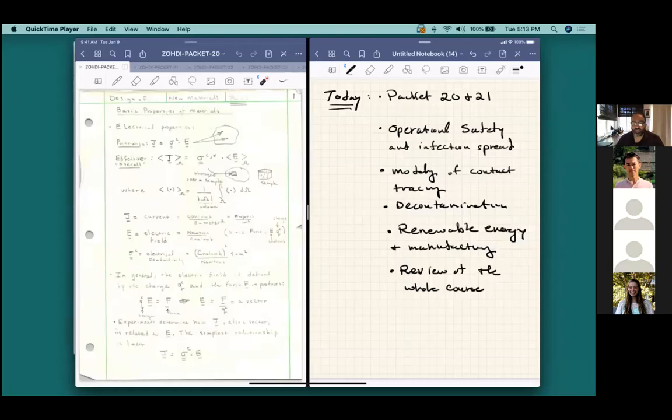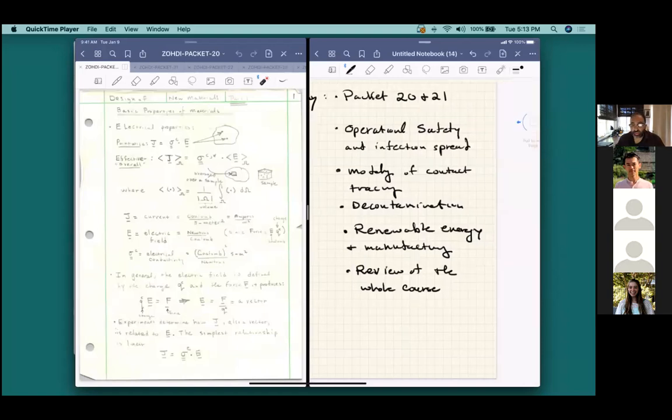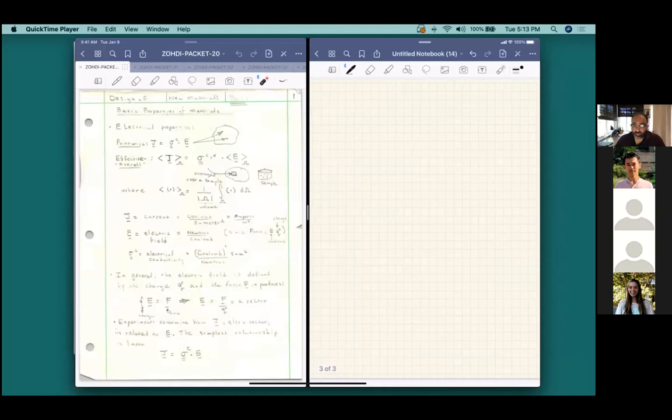All right. So basically, the mission of packet number 20 is to, of course, give us an idea of material design. And just to give us a little refresher, the idea was that we were looking at three main different kinds of material properties.